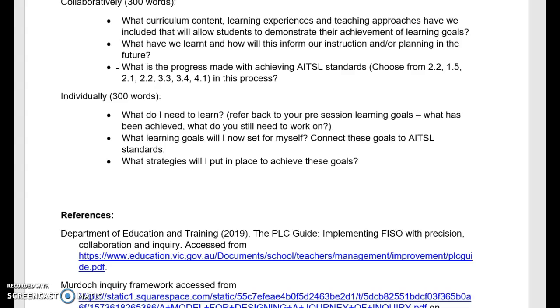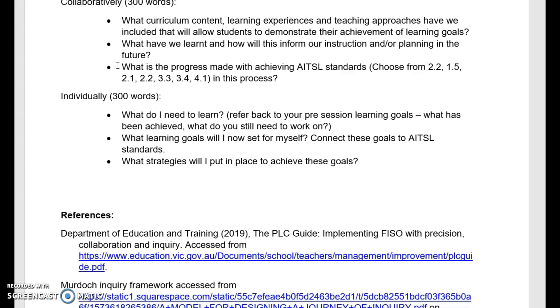Then what learning goals will I now set for myself? So here we're talking about connecting to an AT2 standard, so just pick one or two and relate that to the gap, and don't just regurgitate the standards description. Here you really want to demonstrate that you understand the standard that you're talking about and the gap in your knowledge or skill set.